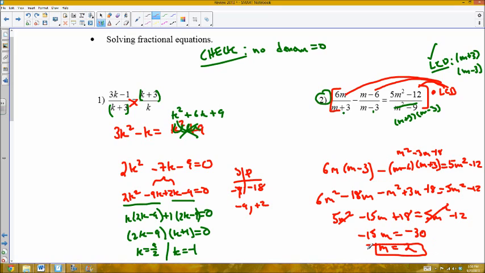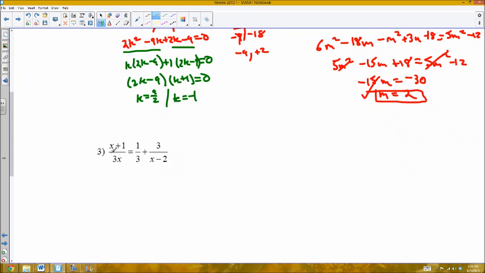So again, don't forget, whenever you're solving fractional equations, you have to check that no denominator is equal to 0. The easiest way to check that is to plug it into the LCD, which represents all the denominators. So when I plug 2 into the LCD, I do not get 0, which means my solution is fine. So I want you to try this last one on your own. Remember to check the solution you get into the denominators to make sure it does not make any of them undefined.